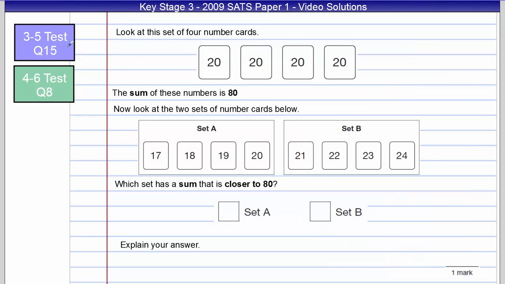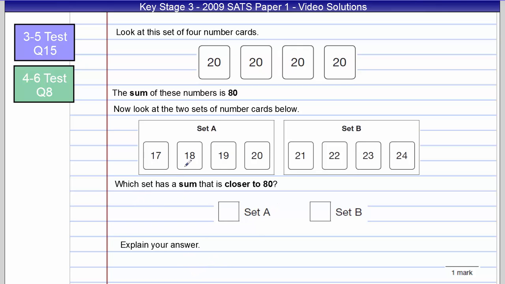Question 15 on the 3 to 5 test, question 8 on the 4 to 6 test. Look at this set of 4 number cards. The sum of these numbers is 80. Now look at the 2 sets of number cards below. Which set has a sum that is closer to 80? And we need to explain our answer.